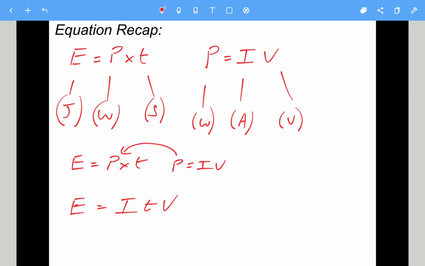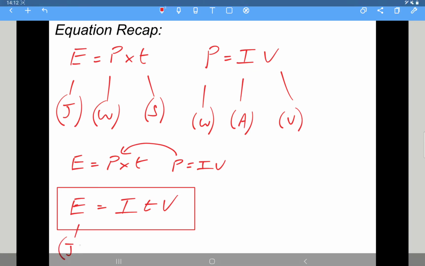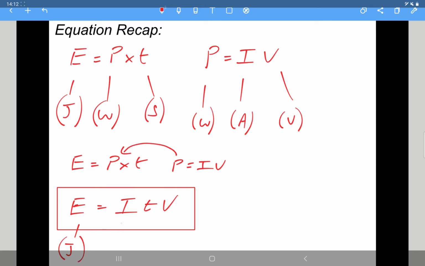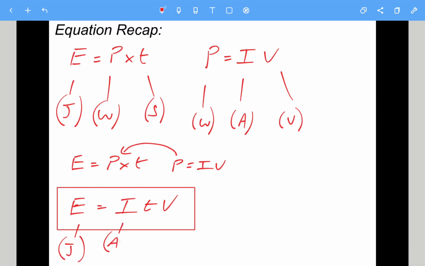It doesn't matter what order, ITV or TIV or VIT, it doesn't matter at all, because obviously they're all multiplied by each other. So E is energy, as we've already said, measured in joules. I is current in amps. T is time in seconds. And V is voltage in volts.